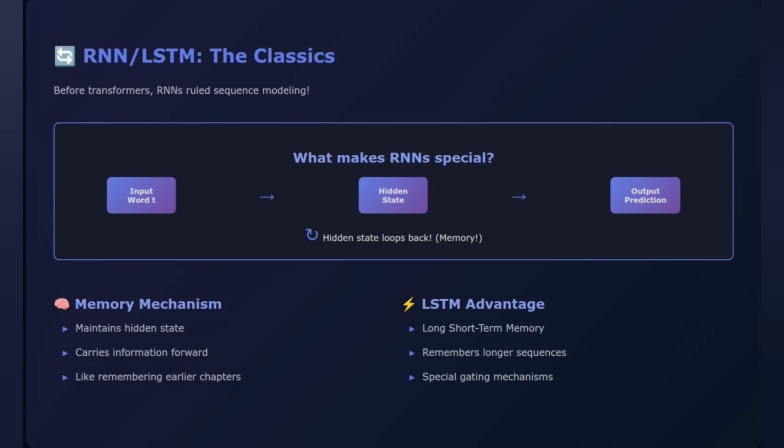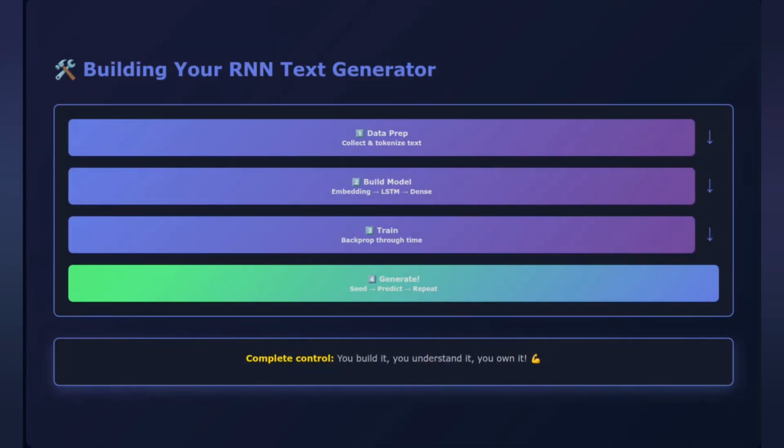LSTMs, or long short-term memory networks, are an advanced version that can remember information over longer sequences by using special gating mechanisms. Building your own text generator with RNNs involves 4 main steps. Step 1: data preparation. Collect your text corpus. This could be Shakespeare's plays, Python code from GitHub, song lyrics, or anything you want the model to learn. Then, tokenize it into sequences.